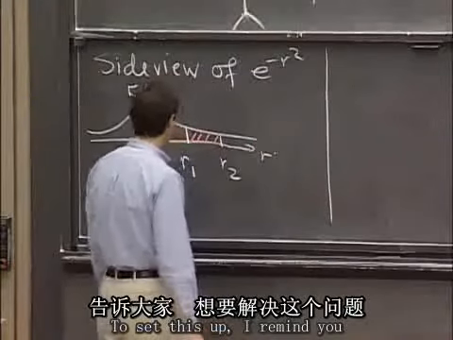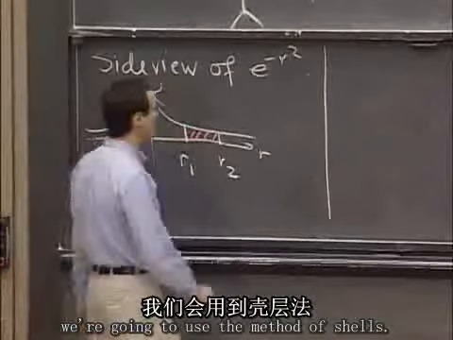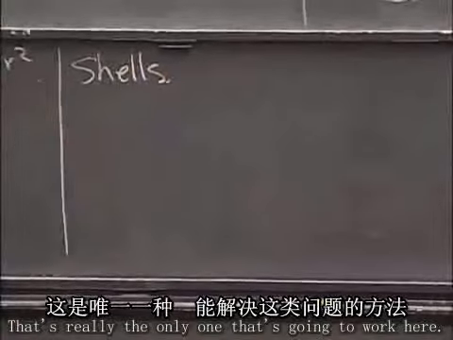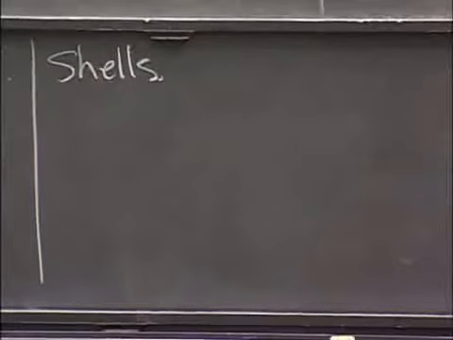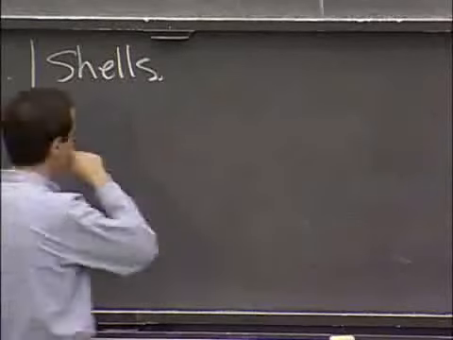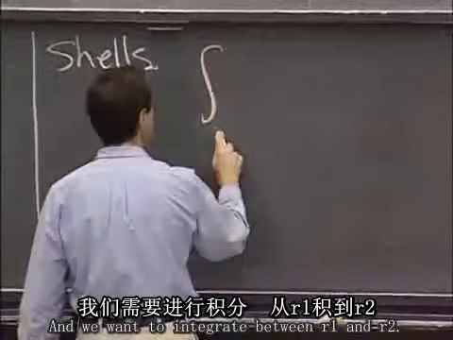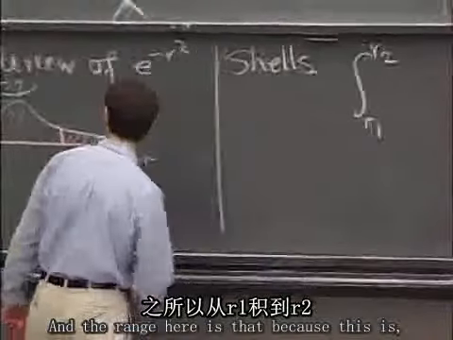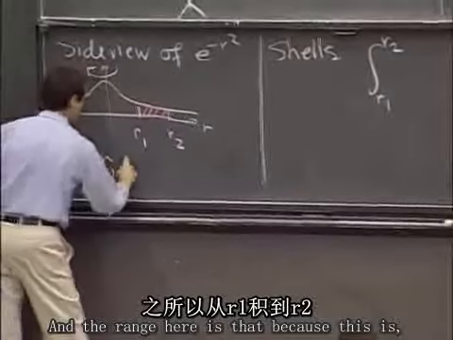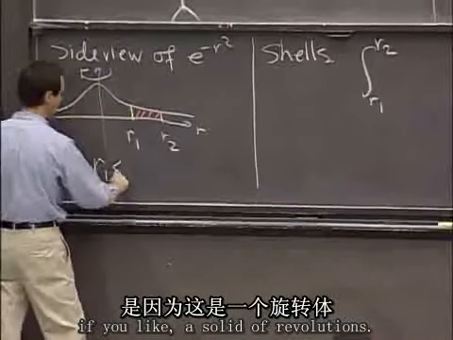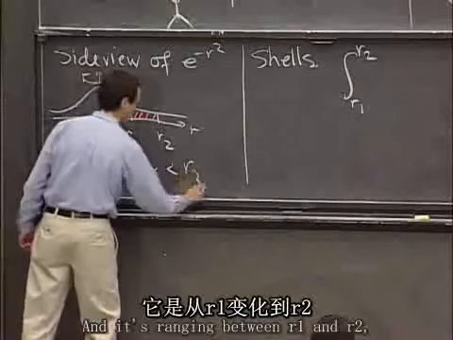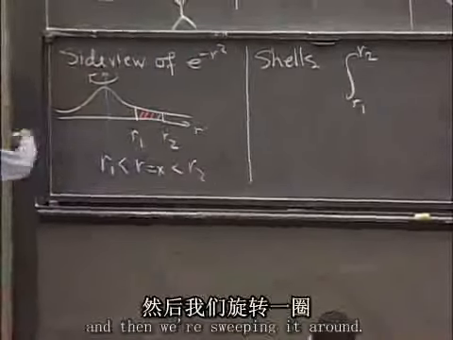To set this up, I remind you, we're going to use the method of shells. That's really the only one that's going to work here. And we want to integrate between R1 and R2. And the range here is that, because this is, if you like, a solid of revolution, the variable r is the same as what we used to call x. And it's ranging between R1 and R2, and then we're sweeping it around.